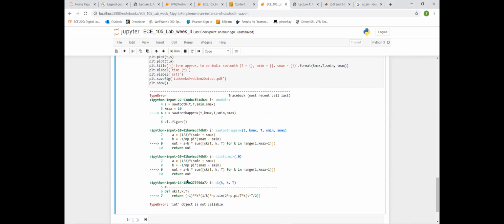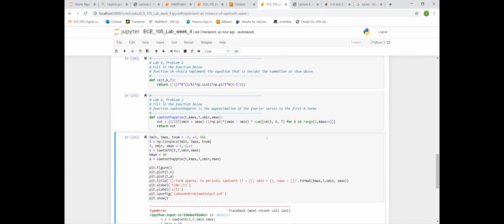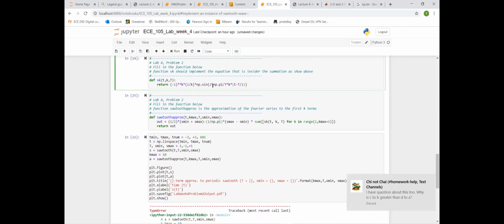The object is not callable. Let's take a look at your function first. Return negative 1 to the K, sine 2 pi. Oh yes, you have to write K times. It's K times over here in def SK. You have K times T minus capital T over 2. Def SK, the function SK. Go to the last part. You don't have K star. It has to be K star. K times T minus. Oh, K star. Yeah, that should work. I think that is the problem.